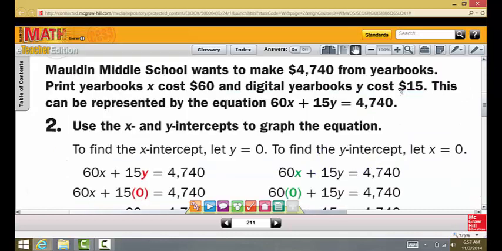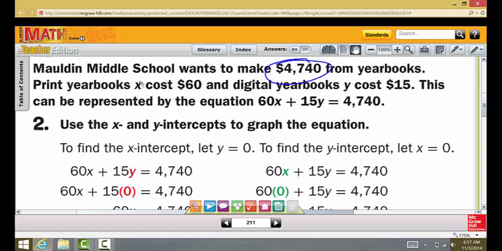In this problem, Malden Middle School wants to make $4,740 from yearbooks. Print yearbooks, X, cost $60, and digital yearbooks, Y, cost $15. This can be represented by the equation 60 times X for the print yearbooks plus 15 times Y for the digital yearbooks will give us our grand total of $4,740.